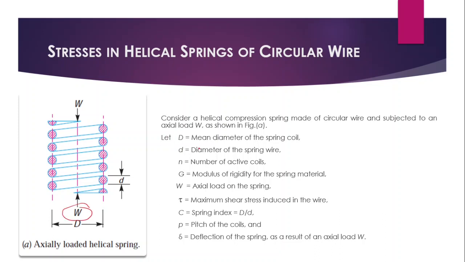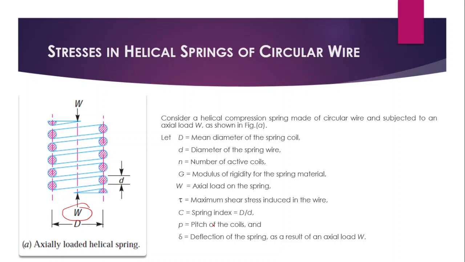Then let capital D be the mean diameter of the spring coil, that means this total distance is equal to capital D. Small d is the diameter of the spring wire. N is the number of active coils. Capital G is the modulus of rigidity of the spring material. W is the axial load on the spring. Tau is the maximum shear stress induced in the wire. C is the spring index, which means capital D divided by small d.